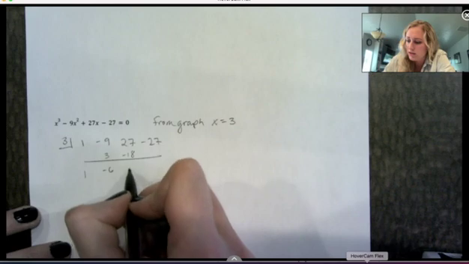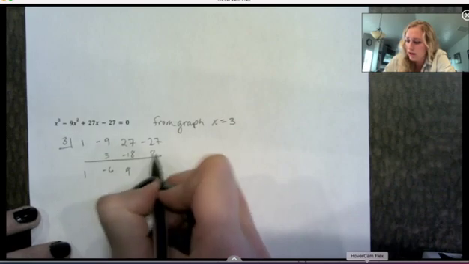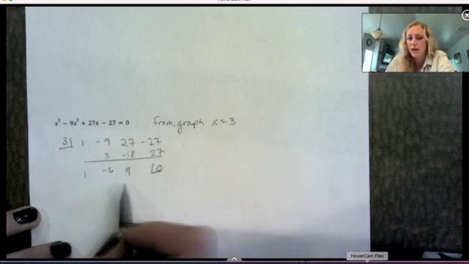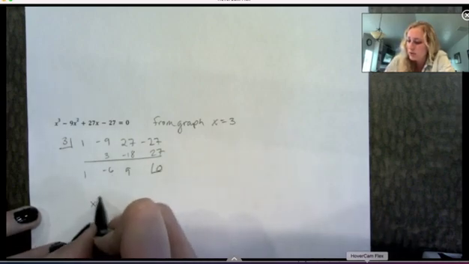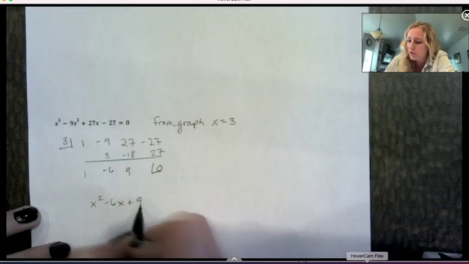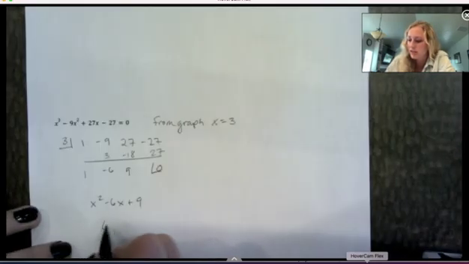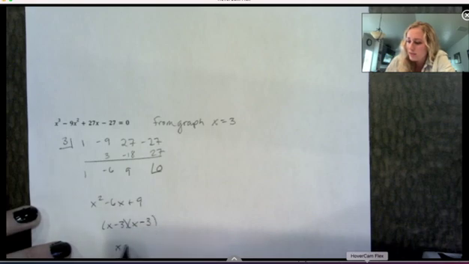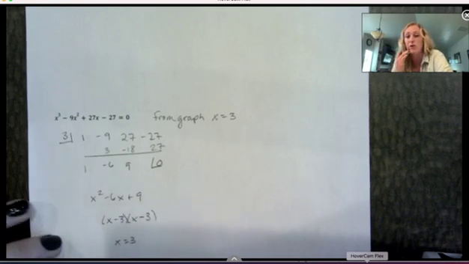Let's see, we get 9. And we do get a remainder of 0. So here I have x squared minus 6x plus 9. We just saw one like this, right? This factors into x minus 3 and x minus 3. So x equals 3, but this one actually occurred 3 times, right?